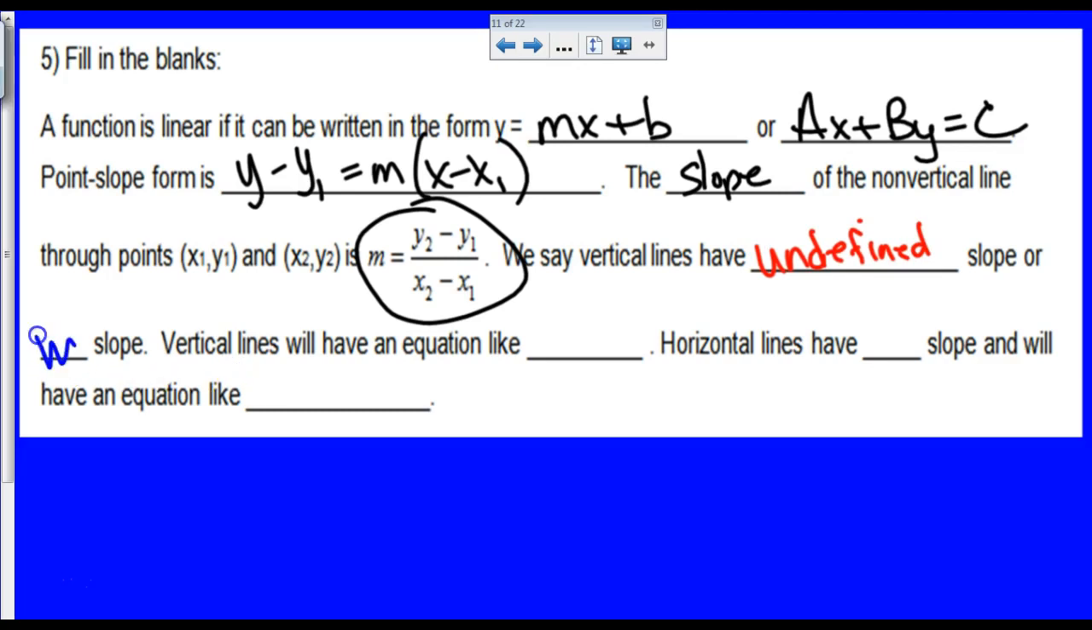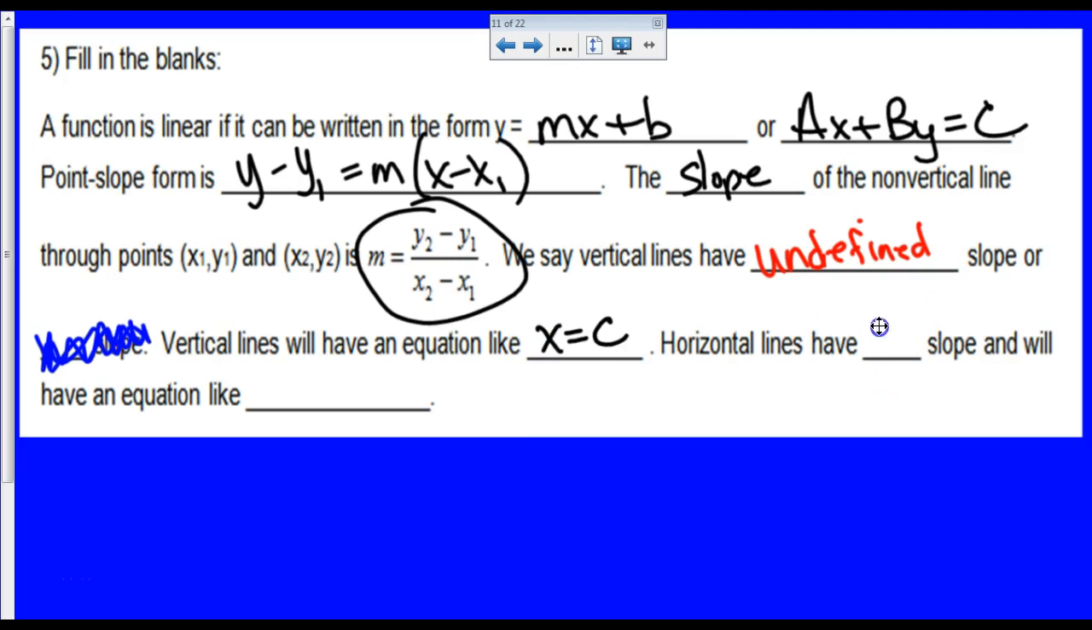I would like you to scribble this out because it starts to get confusing when kids start to say things like no solution symbol, like 0 with a line through it. So just when it's vertical, tell me it's undefined. And then vertical lines have an equation like this, x equals some constant.